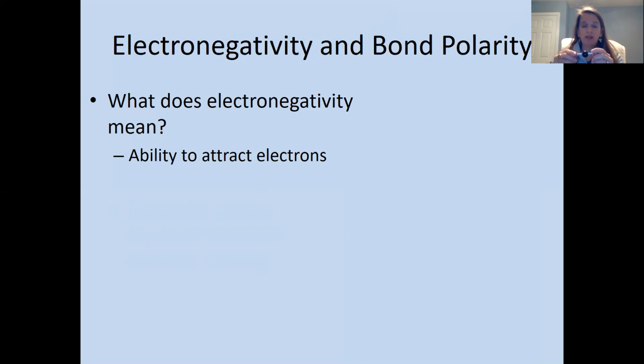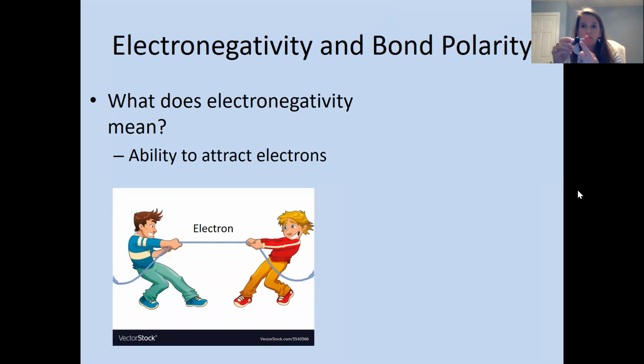Now, when we're talking about electronegativity difference, that difference, because it means attracting electrons, is going to determine if the electrons in this bond are shared equally or if they're going to be pulled to one side or the other side. Basically, these atoms are playing tug of war with the electrons that are right here.